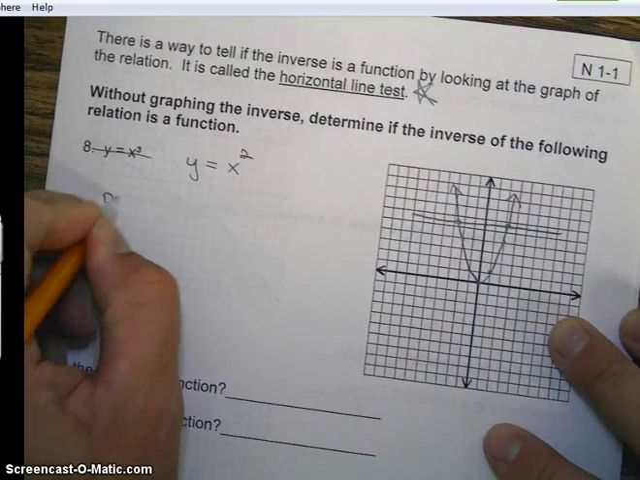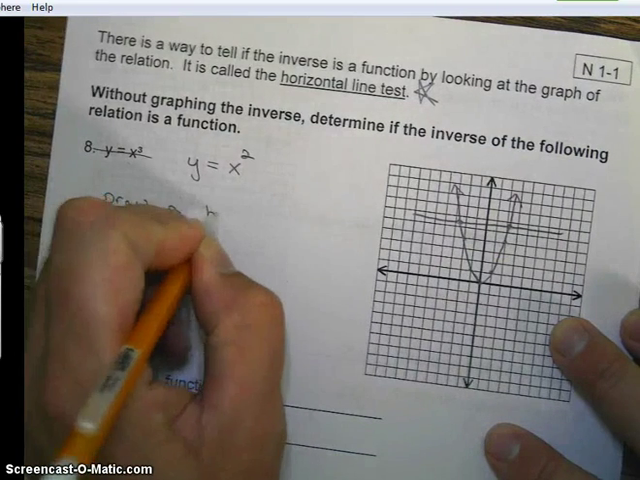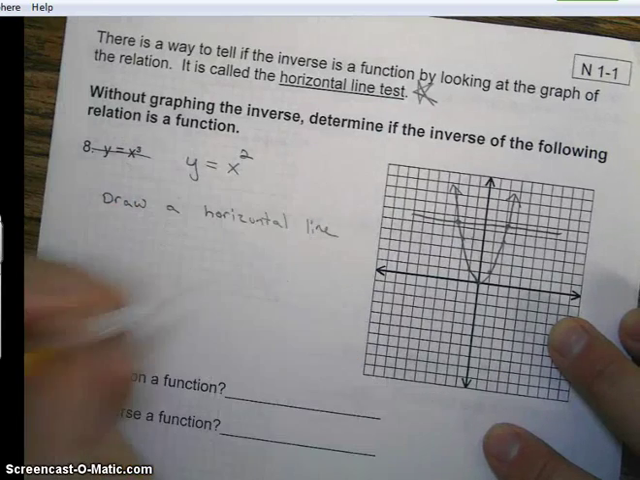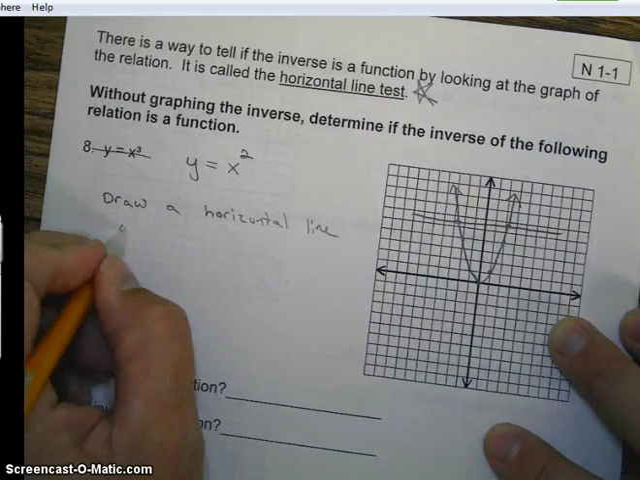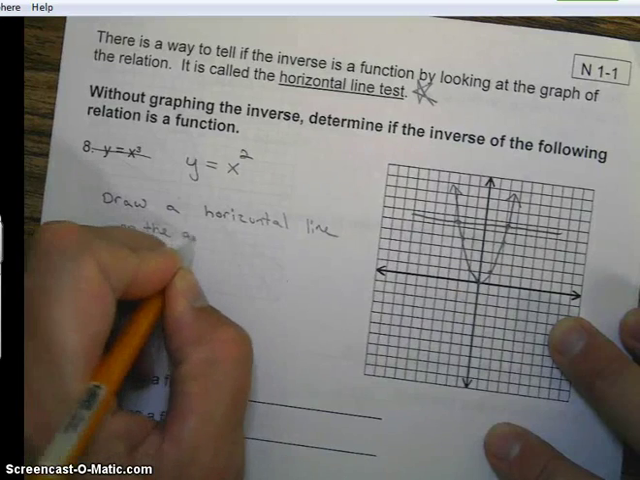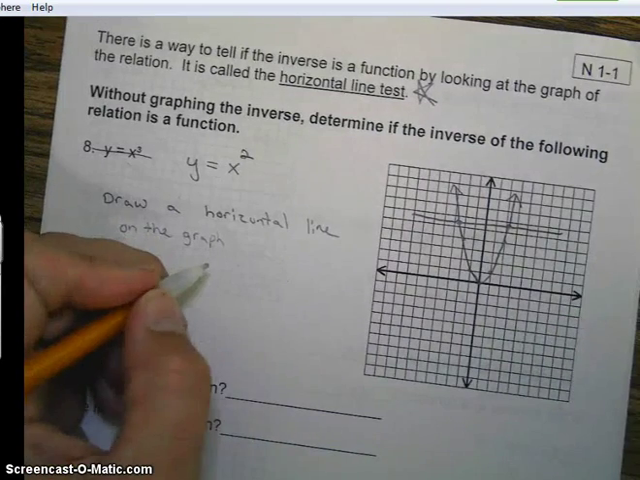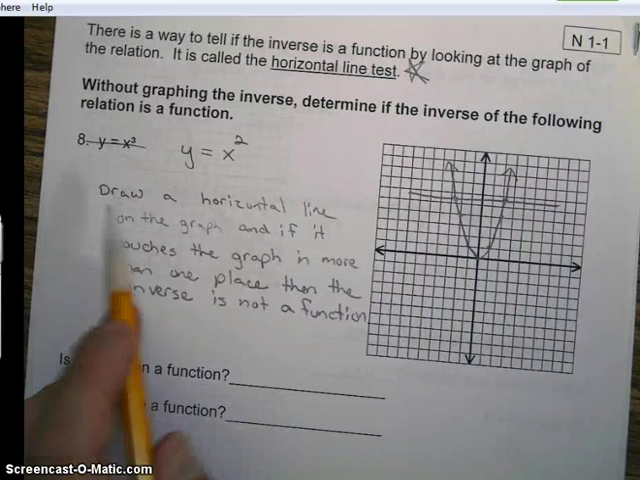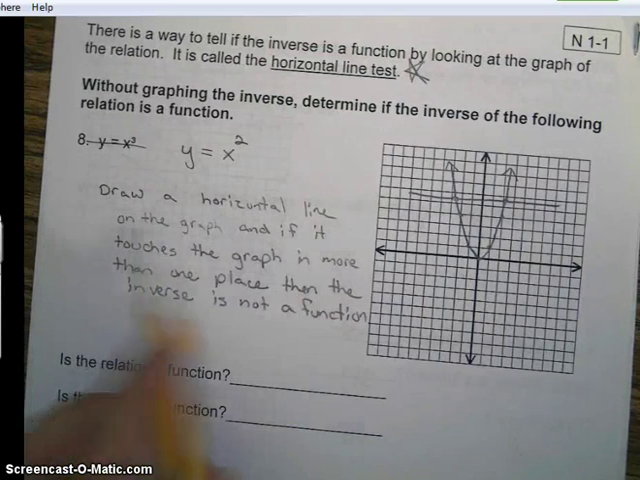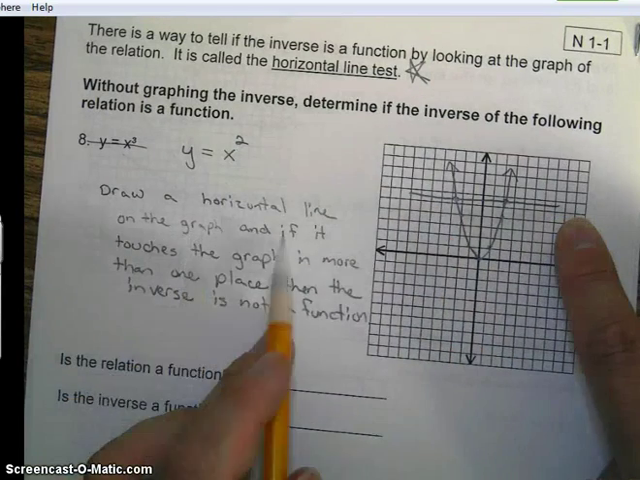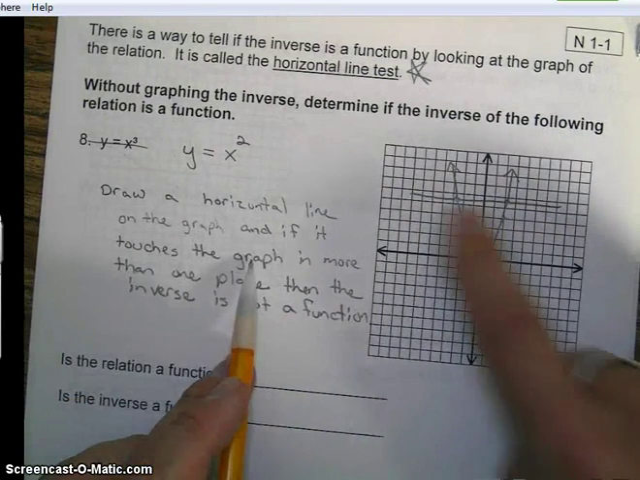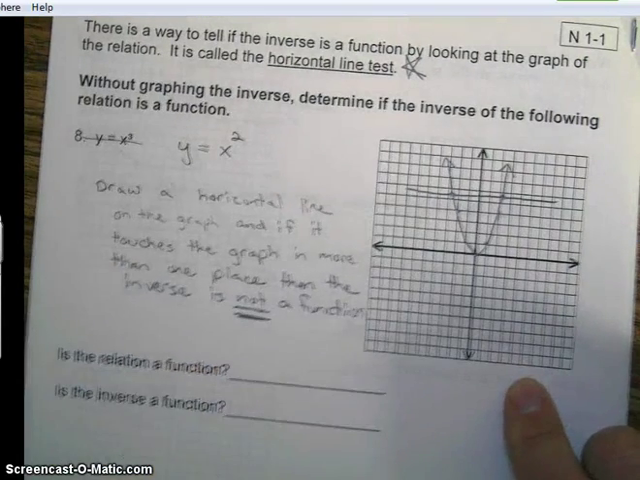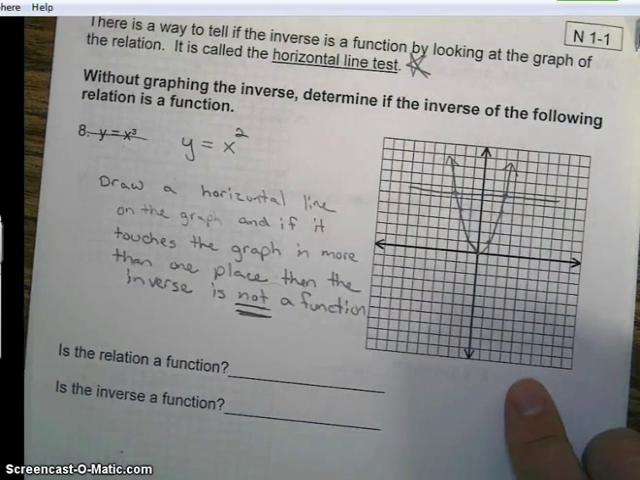So we draw a horizontal line on the graph, so I wrote it out. So once more, draw a horizontal line on the graph, so there it is, and if it touches the graph in more than one place, then the inverse is not a function. Very easy to figure out.